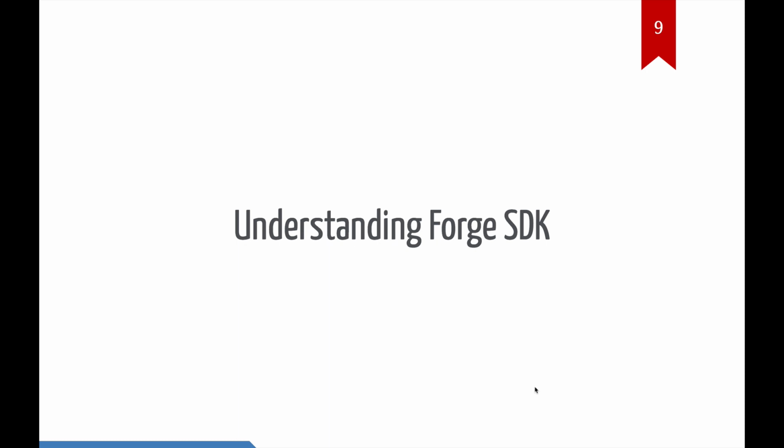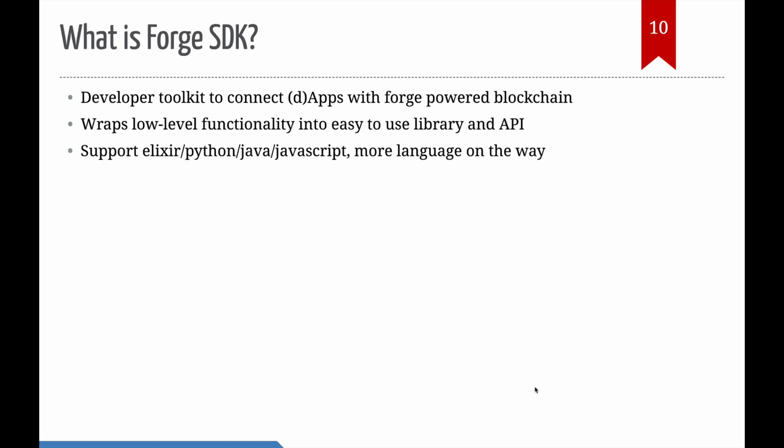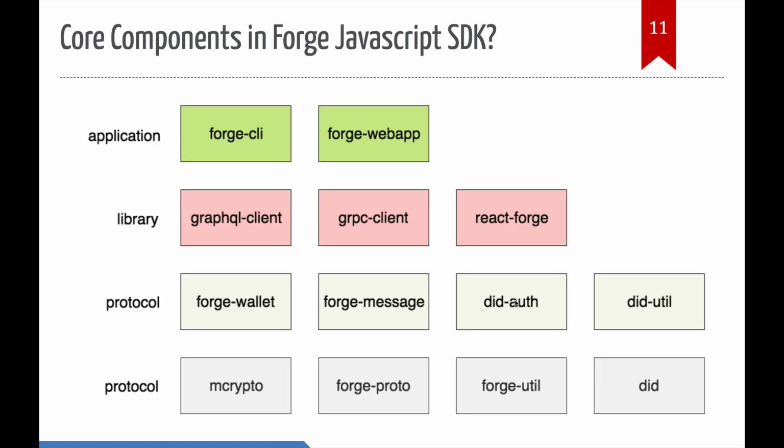We have mentioned that Forge SDK is critical when creating dApps. What are Forge SDKs anyway? We can define them as a collection of developer toolkits to connect your dApps with a Forge-powered blockchain. And Forge SDK wraps low-level functionality into easy-to-use libraries and APIs for developers. Currently, we support Elixir, Python, Java, and JavaScript SDKs, and more languages are on the way. Since JavaScript is the most widely used language when developing front-end applications, in the later part of this talk we will focus on the JavaScript SDK.